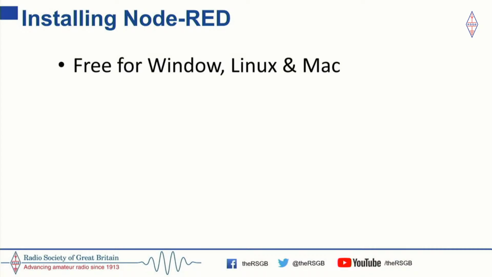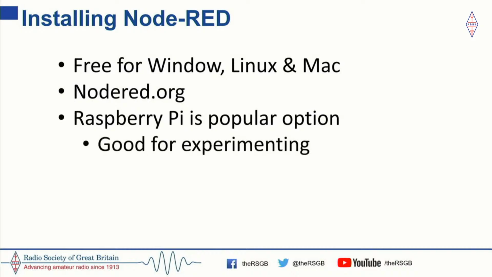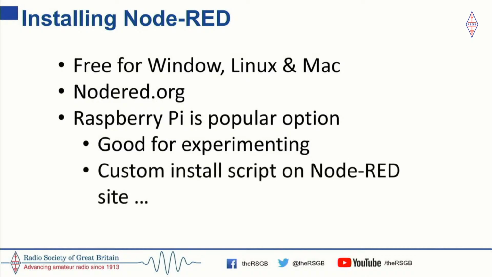So how do we install it? Well, Node-RED is completely free, open source, and it's available for Windows, Linux, and Mac. You get it from nodered.org. A Raspberry Pi is a very popular option for playing with Node-RED because it's plenty powerful enough to run it. And it's good for experimenting because people are often nervous about experimenting on their main PC. So get that Raspberry Pi out of the drawer and use it instead. It's excellent for running Node-RED.